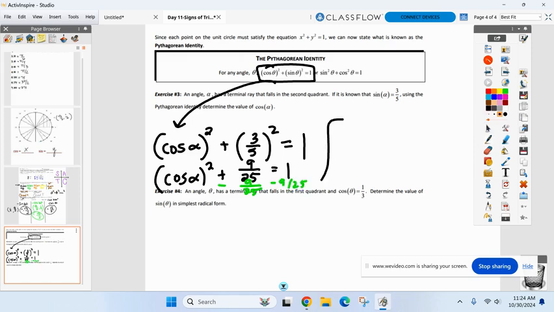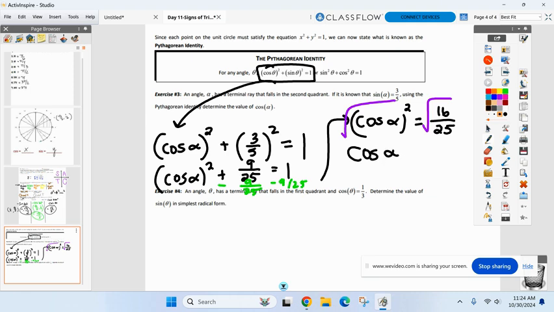So what do I have here? Cosine alpha squared still equals 16/25. Hopefully everyone gets that in their calculator. All right. Next move. Square root. Yeah, square root. Good job. Okay, ready? Take the square root. The square goes. You're left with cosine.